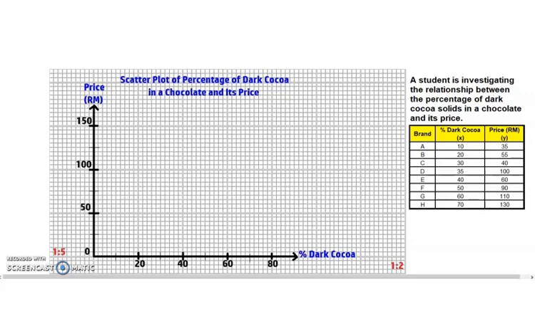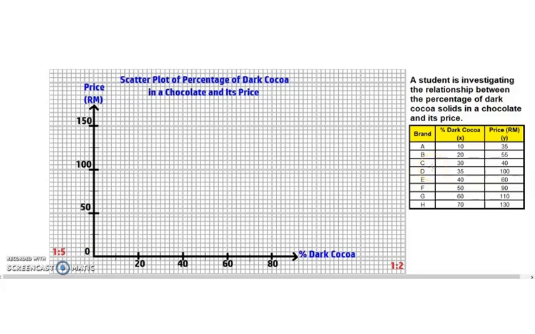So price depends, so price will be Y, the dependent variable, and the percentage of dark cocoa will be the independent variable X. Okay, so how to plot a scatter plot? Normally we would plot the pair values, meaning value X and Y simultaneously. So here we have 8 grains of chocolate. So how to plot a scatter plot using this data?